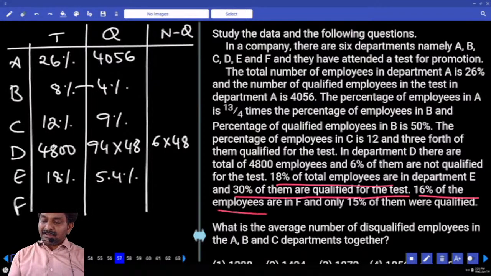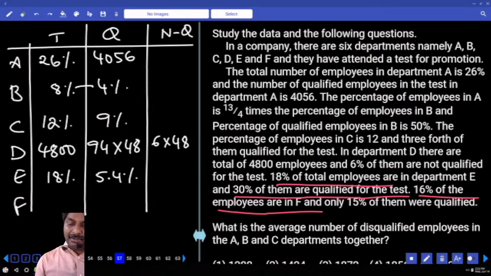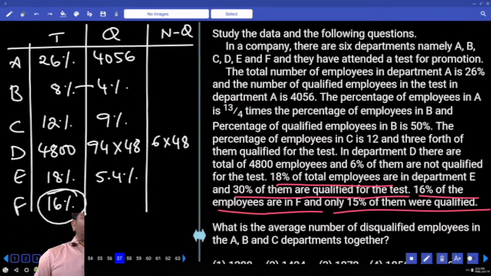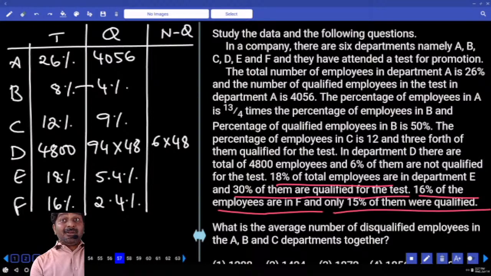16% of the employees are in F, and only 15% of them were qualified. 16% is here. 15% of this number: 10% is 1.6, and half of that is 0.8. Both together, 2.4%. So whatever percentage we have here, all are calculated on the total.